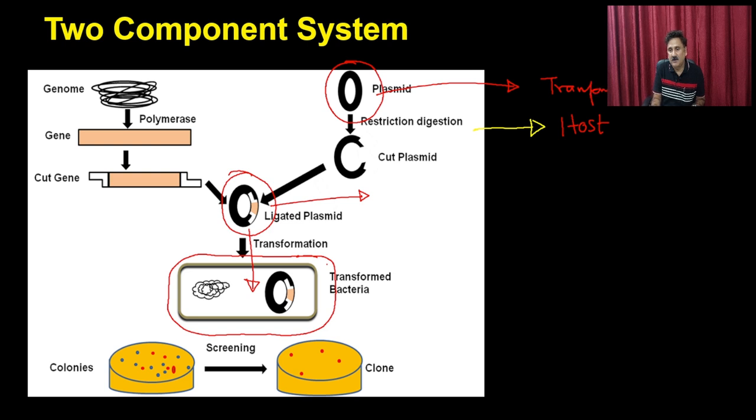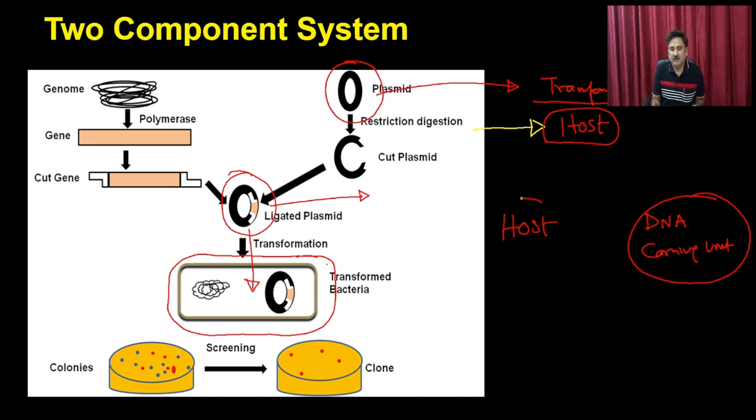So, if we see very carefully, you require two components. You require a host, and you also require a DNA carrying unit. This can vary, and this can vary. In this particular chapter, we are going to discuss how the host as well as the DNA carrying unit could be compatible with each other, and how they are very important for successfully performing recombinant DNA technology.